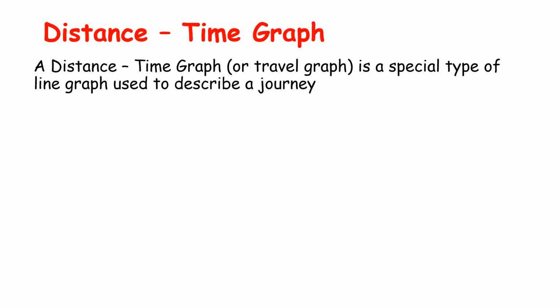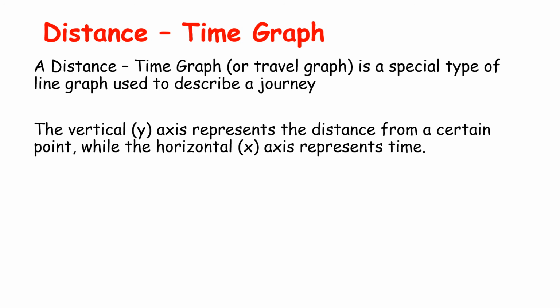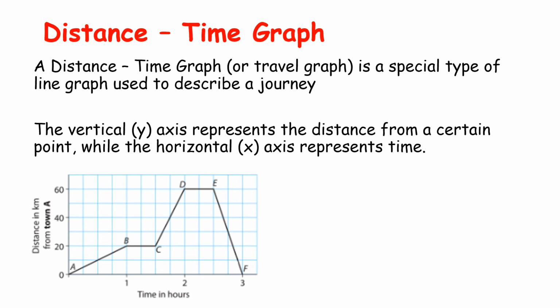A distance time graph, also known as a travel graph, is a special type of line graph used to describe a journey. The vertical axis, or y-axis, represents the distance from a certain point, while the horizontal axis, or x-axis, represents time. Here is an example. We can see that the time is given in hours and the distance is in kilometers. So it's showing us a return journey. Let's look at this journey in a little more detail.